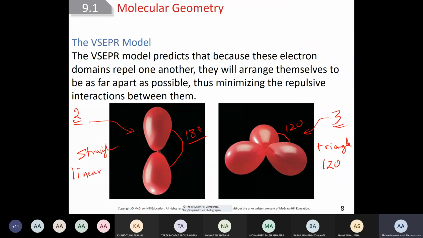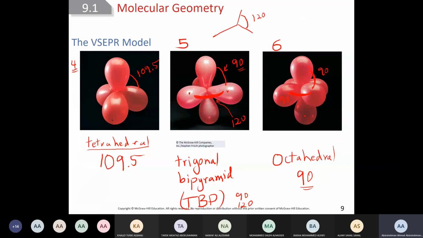Now, we're not done. This is the shape of what? So far, we're talking about the shape of what? The electron domain. Yes, electron domain.